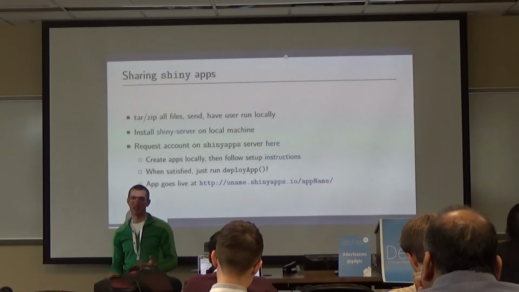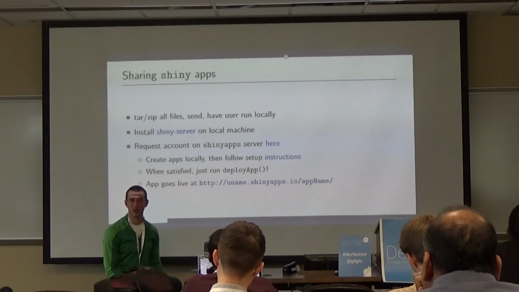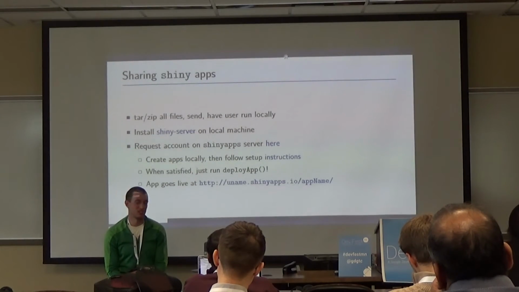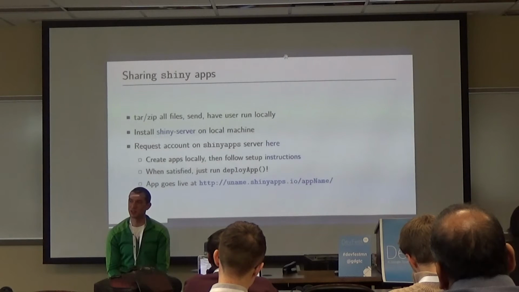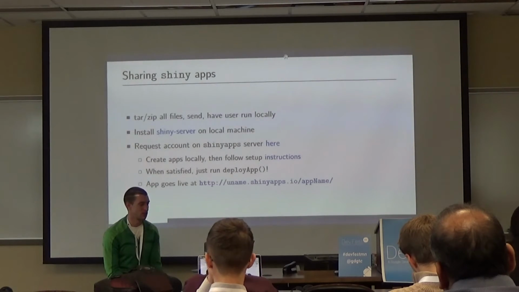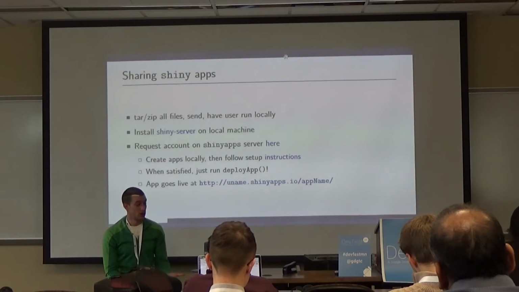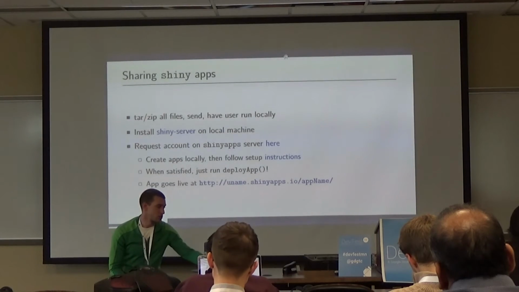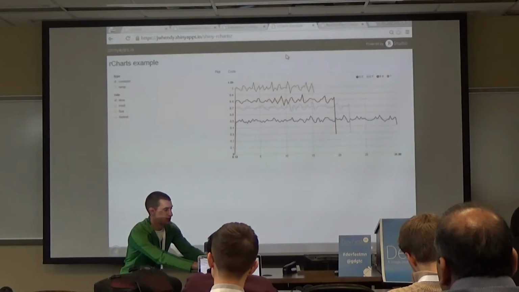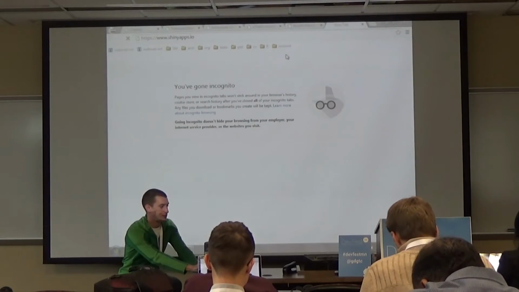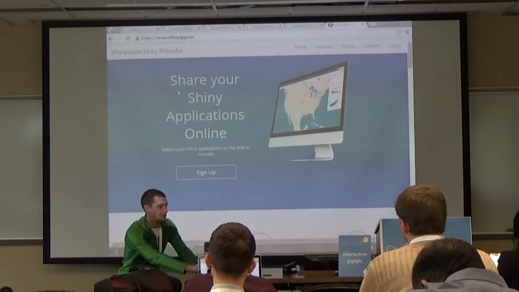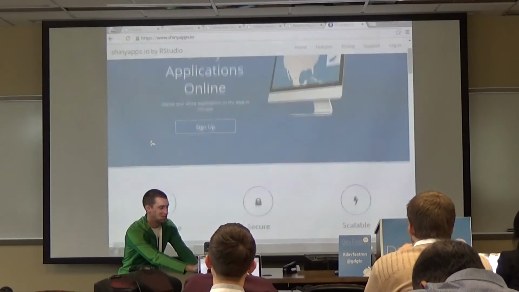So you've got your app, and now you want to share it somehow. If you are working with fellow R users, you can just send them some archive, and they can run it locally. Shiny Server is an option that's on GitHub, and you can run that on a local machine. Or there's a free account at Shiny Apps. So you can sign up pretty easily.